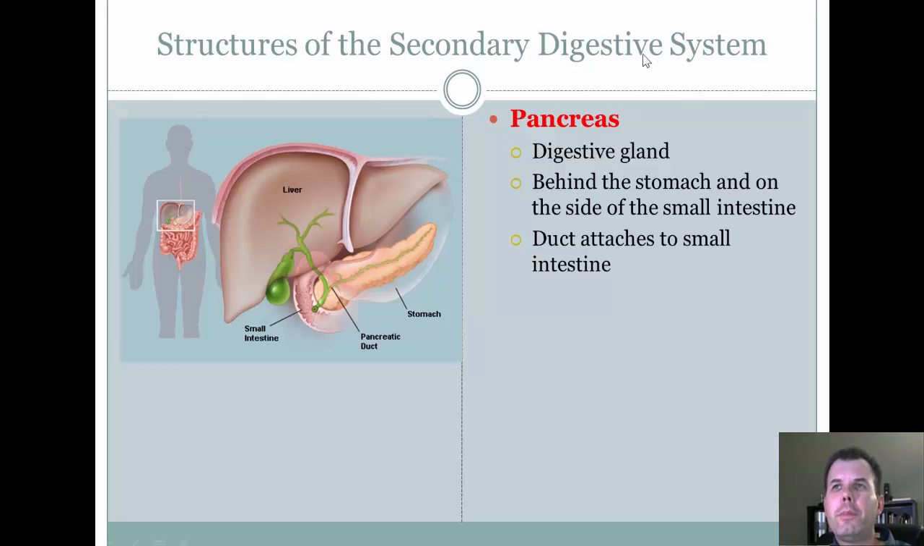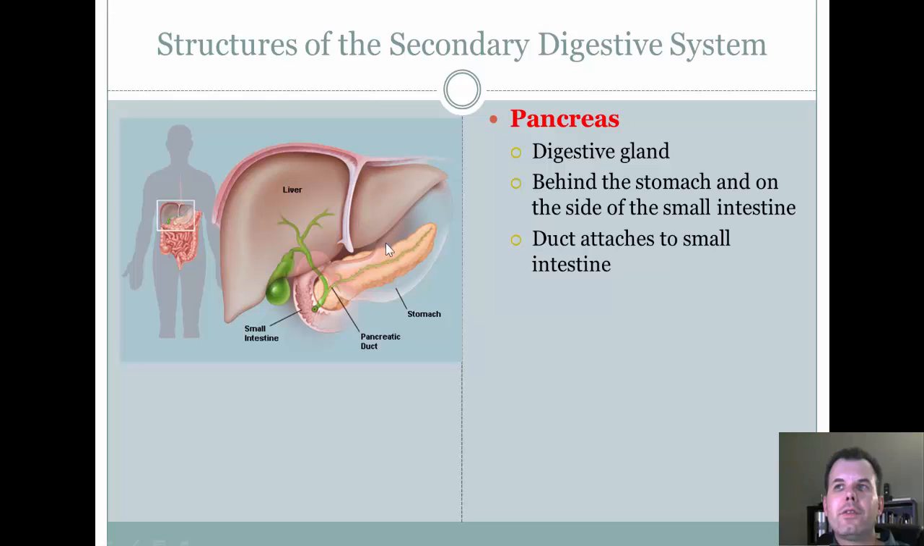Now, the first one is the pancreas. And again, we talked about the pancreas before in the endocrine system. So if you watched that video, you heard my spiel about the pancreas secreting insulin and things like that. The pancreas is also very useful and very helpful in secreting enzymes into the small intestine used for digestion. And so the pancreas is a digestive gland.